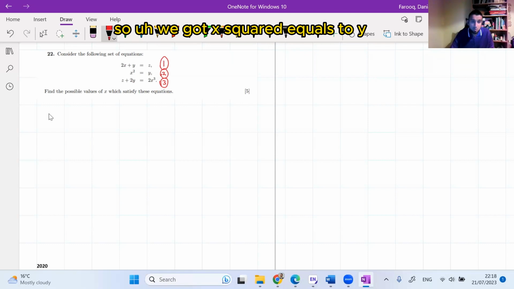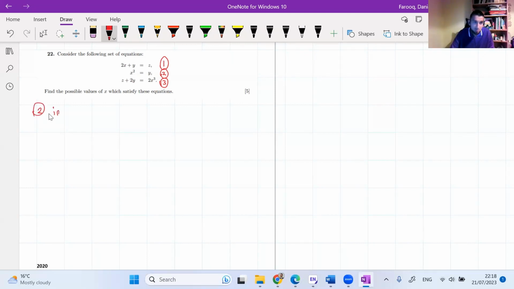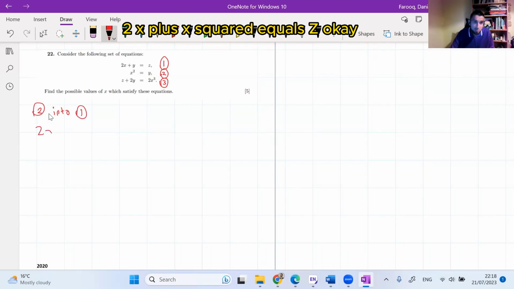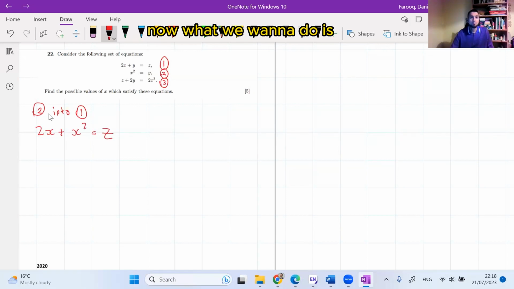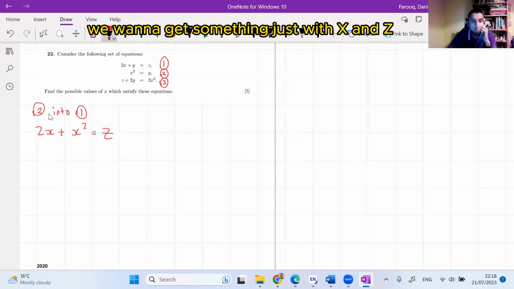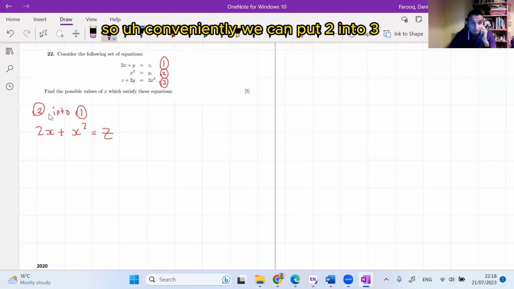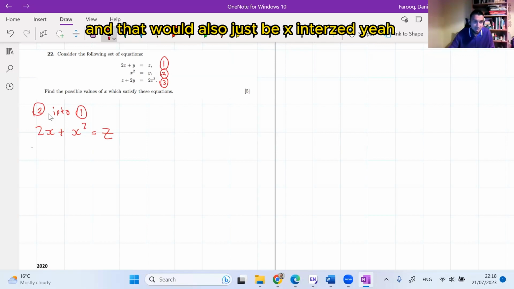So we've got x squared equals y. So we can substitute that, y as x squared, into 1. So we can do 2 into 1. That will give us 2x plus x squared equals z. Now, what we want to do is get something just with x and z. So conveniently, we can put 2 into 3, and that would also just be x and z.